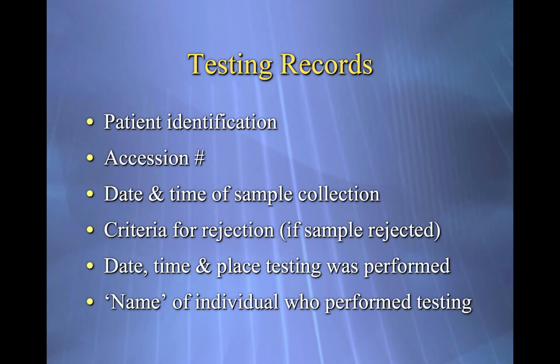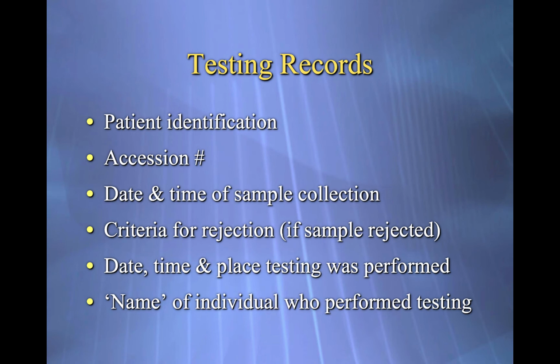The date and time the sample was collected. The criteria for rejection if the sample was rejected. This was leaking, and we didn't even test it. This was markedly hemolyzed. I can't test it if it's hemolyzed. And so you would say the result of the test would be rejected, gross hemolysis. The date, time, and place where testing was performed. So what lab, what day, and when. And the, quote, name of the individual who performed the testing.